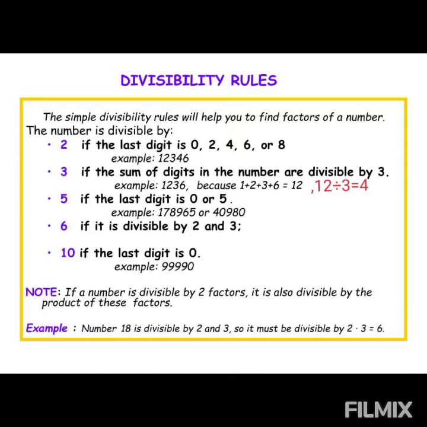So this number is also divisible by 5. Now let us learn the divisibility rule of 6. If the number is divisible by 2 and also 3, then the number is also divisible by 6. The divisibility rule for 10 is that if the last digit is 0, then the number is divisible by 10. You can see here in the example, the last digit of the given number is 0. It means this number is divisible by 10.